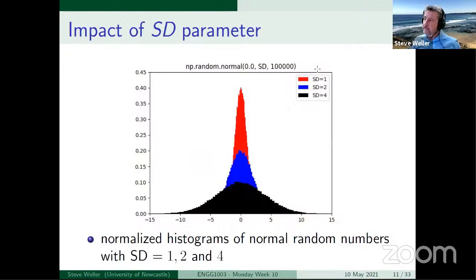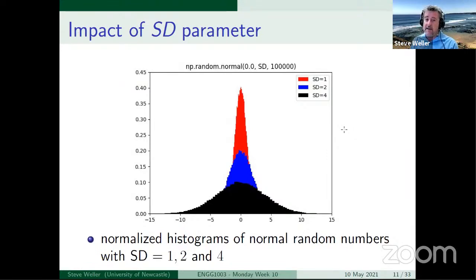Good. Here's the impact of the second parameter. We're going to do the same sort of experiment. Now we're going to fix the mean at 0, indicated in the title of the slide here. But now we're going to choose the standard deviation parameter to be 1, 2, or 4. And again, we're going to generate 100,000 random numbers in each case. And now you'll see that the central peak occurs at 0 in each case. It's symmetric, more or less symmetric. There's some randomness to it because we're generating random numbers.